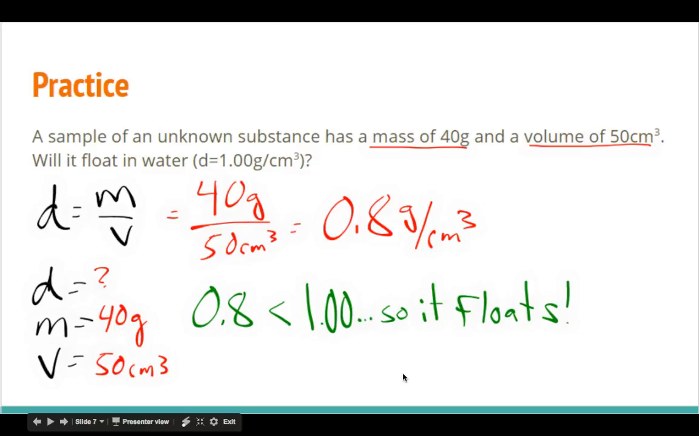So as an example problem, we have a sample of an unknown substance with a mass of 40 grams, volume of 50 centimeter cubed. Is it going to float in water with a density of 1 gram per centimeter cubed? The first step is to write our equation and our variables. We don't know density, we're looking for it, but it tells us mass is 40 grams and volume is 50 centimeter cubed, so we write that down there. And according to our equation, to find density, we just take mass divided by volume, so we do 40 grams divided by 50 centimeters cubed, and you get 0.8 grams per centimeter cubed. 0.8 is less than 1, so whatever that substance is, it's going to float in water.